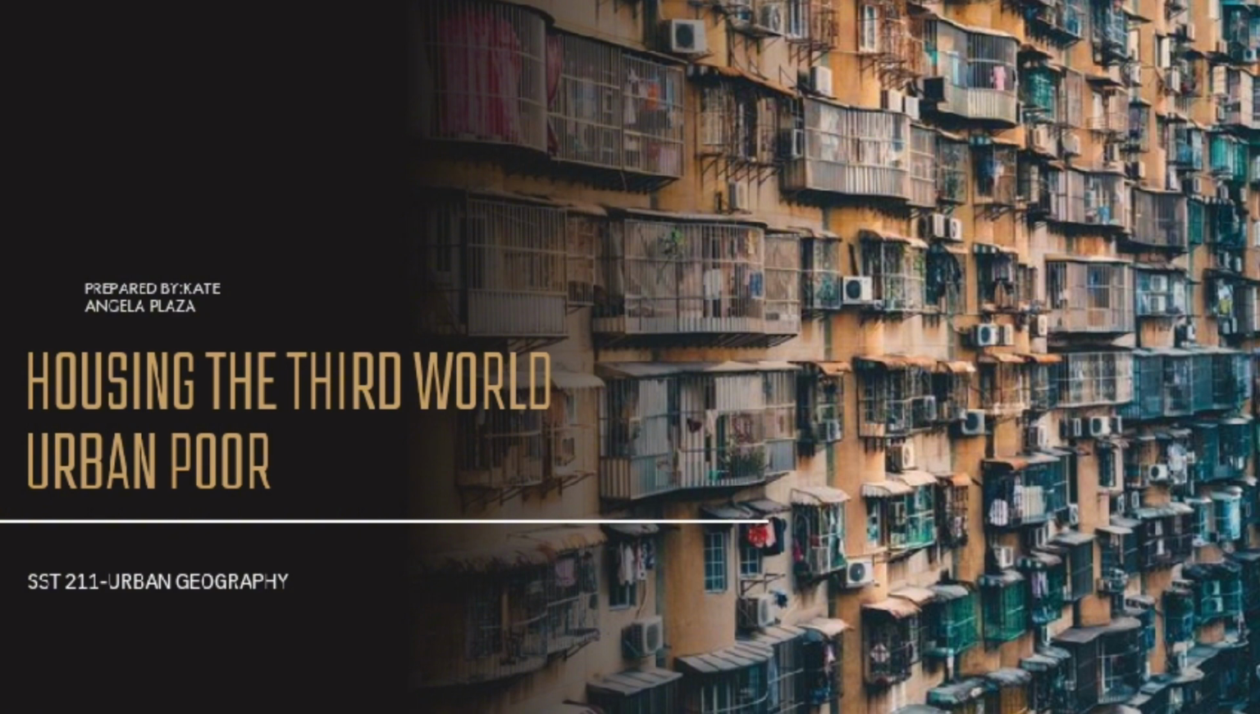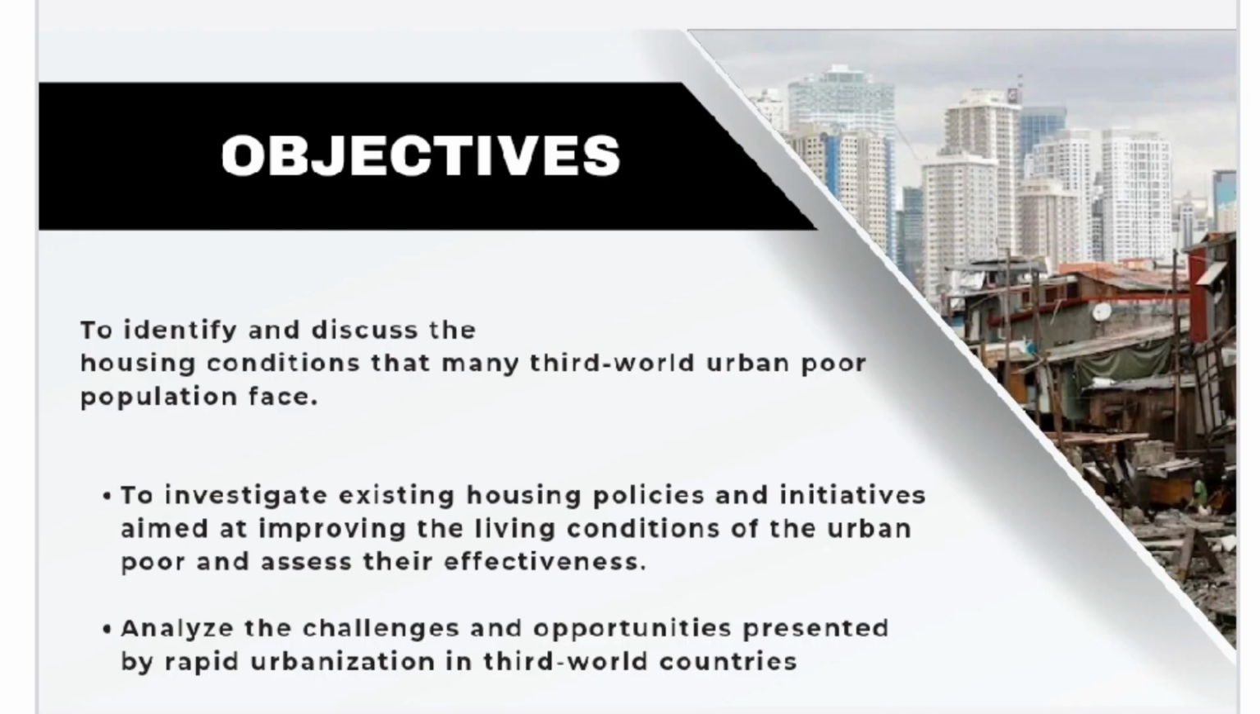But first, here are the objectives: to identify and discuss the housing conditions that the third world urban poor population face, to investigate existing housing policies and initiatives aimed at improving the living conditions of the urban poor and assess their effectiveness, and to analyze the challenges and opportunities presented by rapid urbanization in third world countries.